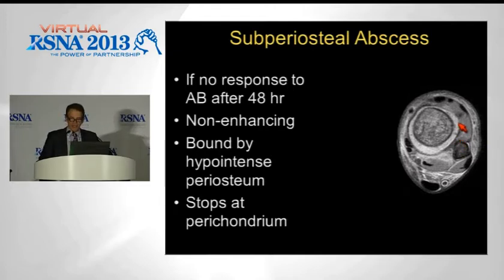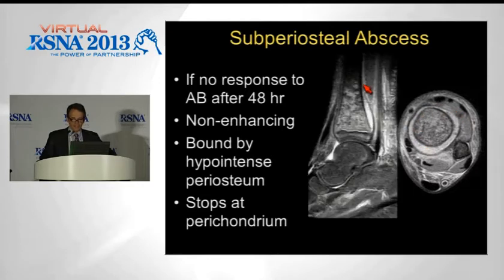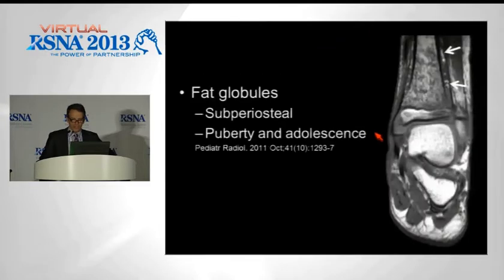They are bound by hypointense periosteum, and you can see here the periosteum surrounding the bone like a cuff with subperiosteal disease. And like I mentioned earlier, here you have the elevated periosteum adjacent to the focus of osteomyelitis, and then it stops at the perichondrium because this perichondral junction is very tight.